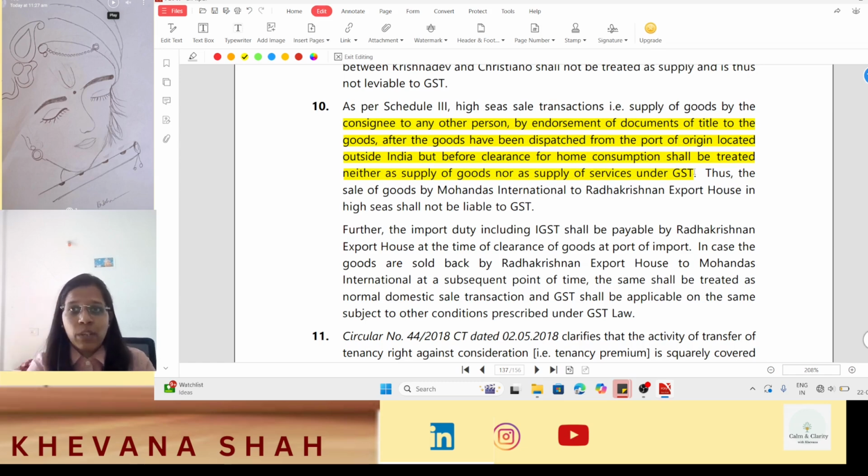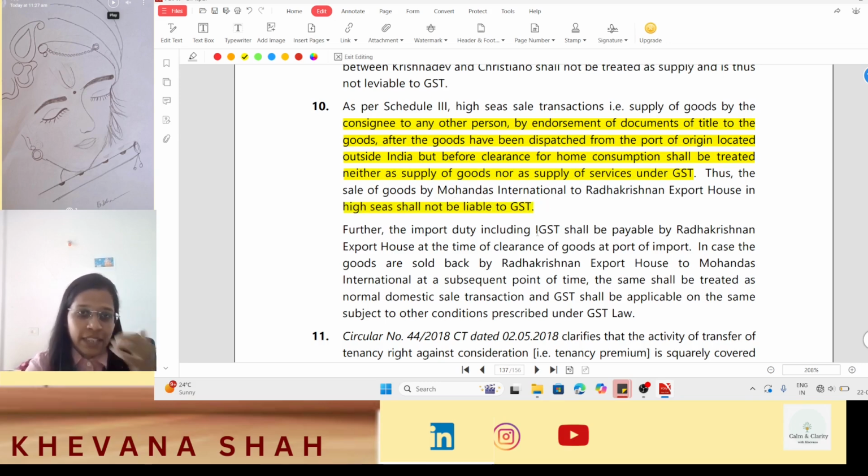So the important point to be remembered is that the documents of title are being sold, that is, the goods are sold before clearance for home consumption. We will see in the chapter on customs that once the goods receive clearance for home consumption, they form part of goods of India. Before that, they are outside the taxable territory, so they are neither treated as supply of goods nor as supply of services. So for this transaction, the sale of goods by Mohandas International to Radhakrishnan Export House in high sea sales shall not be leviable to GST.